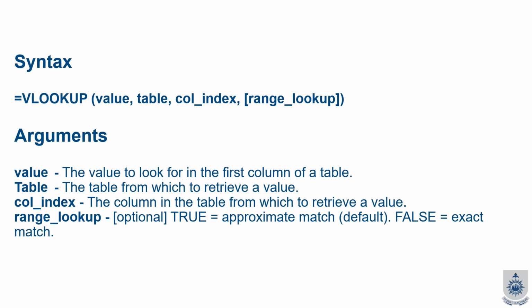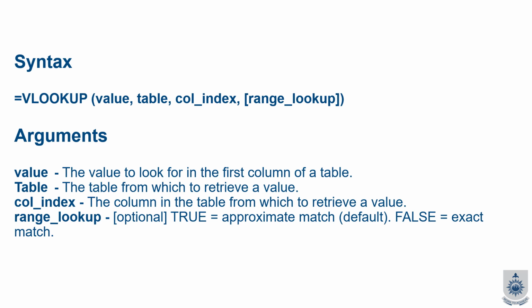So the syntax is as follows: equals in Excel, then the function name Vlookup. The brackets inside is the different parameters. The first one is value, followed by the table, followed by the column index number and the range lookup. So the arguments, the value is the value that you look for in the first column of the table. Table is from which you retrieve the value. Column index, the column in the table from which to retrieve the value. That will be a number.